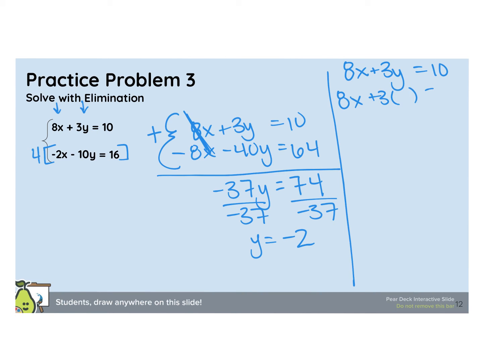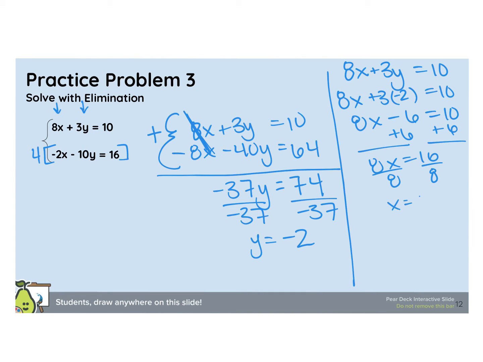I know what y is. So instead of y, negative 2 in its place gives me 8x minus 6. Add 6 on both sides. 8x equals 16. Divide by 8 to get x equals 2. So the answer should be 2, negative 2.